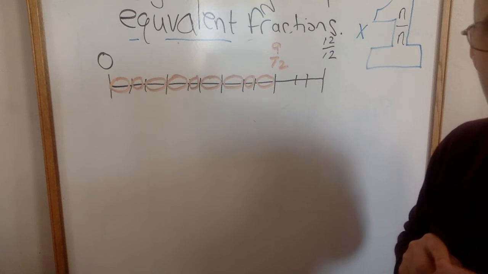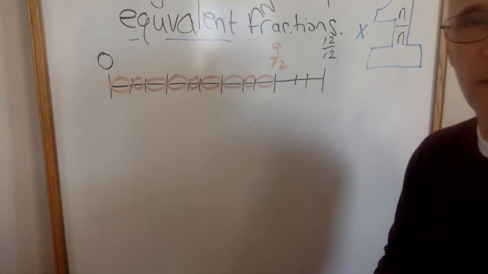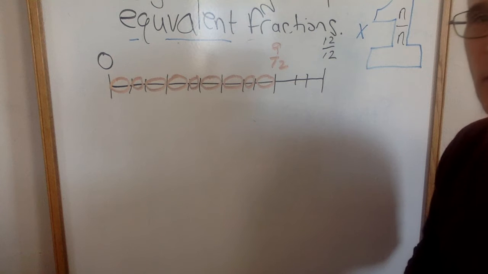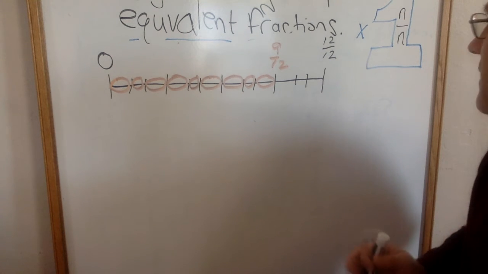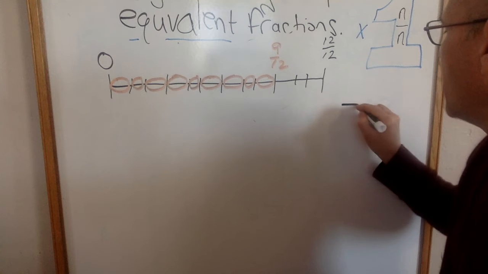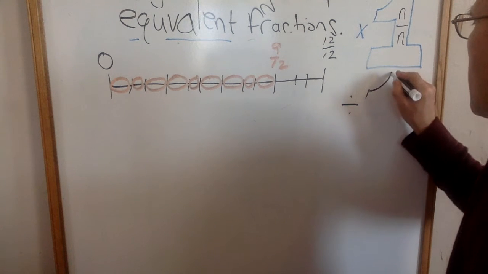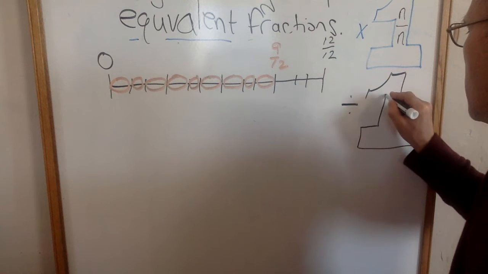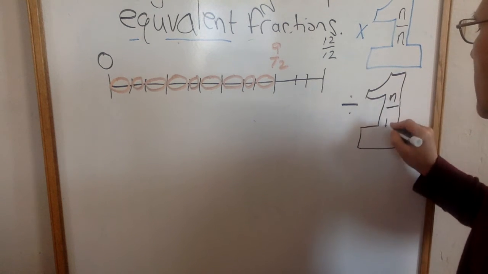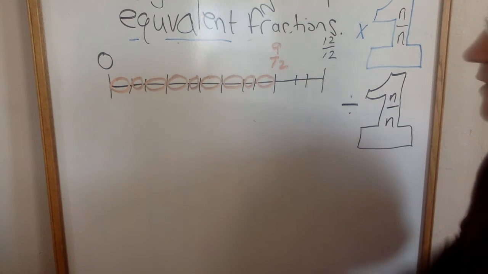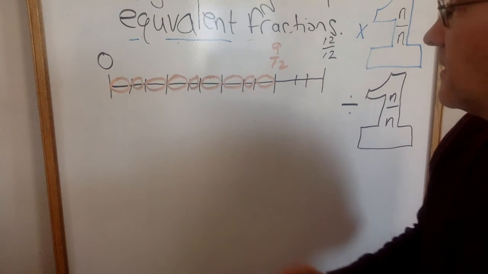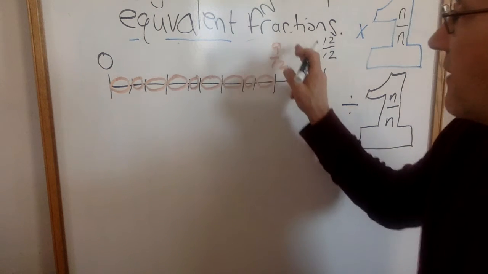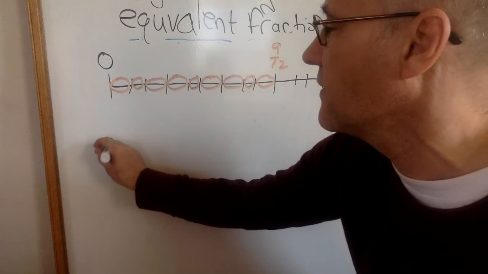So, how can we simplify 9 12ths? Well, if multiplying by 1 doesn't change a number, what else doesn't change a number? That's right. Dividing by 1 does not change the value of a number either. So if I divide the numerator and the denominator by the same number, I'm not going to change the value.